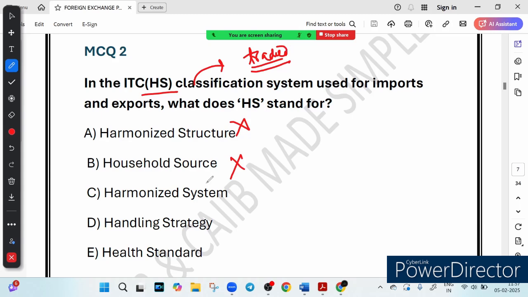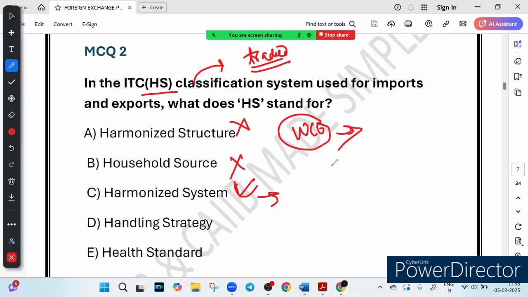Option C says harmonized system. Yes, this is correct. The harmonized system is a globally standardized method of classifying traded goods. It is developed by whom? The WCO, that is the World Customs Organization. It helps in uniform classification, tax calculation, and customs procedure. In India, it is used in the ITC HS.